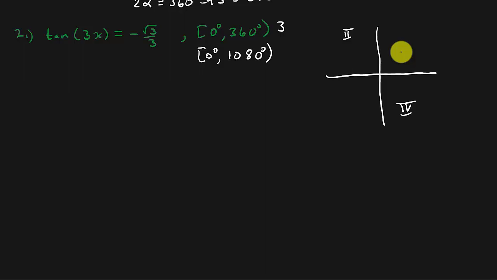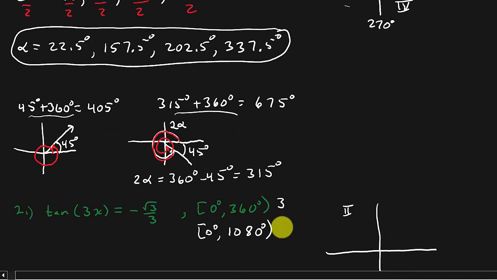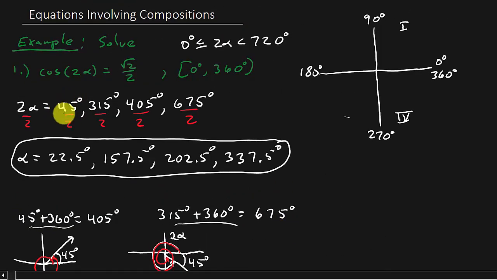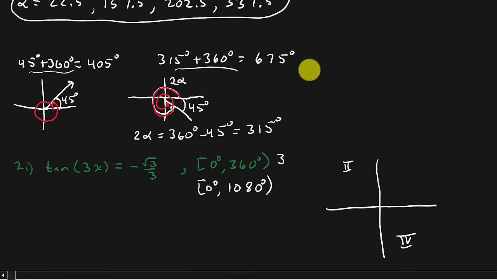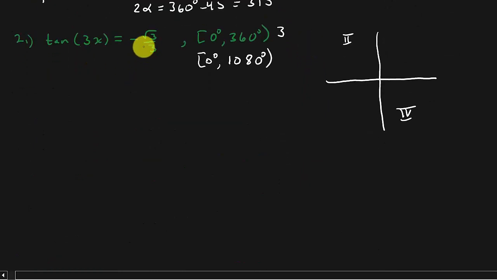Well, let me ask you this. In this first problem, notice the reference angle was one of the solutions. That's because one of my solutions was in the first quadrant. It was in the first and fourth quadrant because this is positive. But if you look down here, this equals a negative. Reference angle isn't a solution, is it? Because my solutions are not in the first quadrant. They're in the second and fourth. So I need to find my reference angle first.